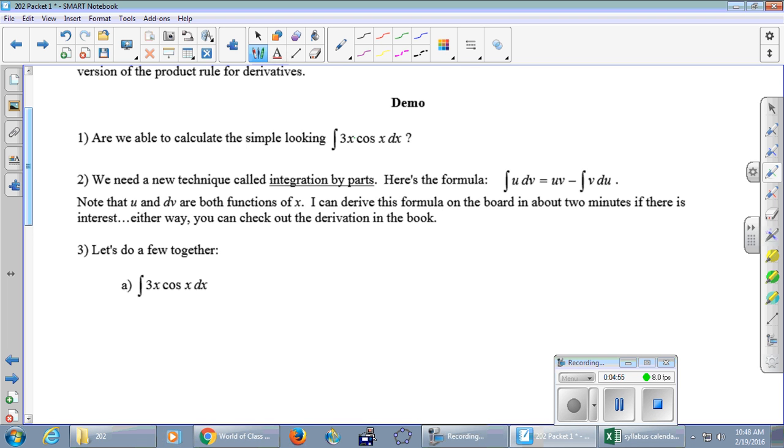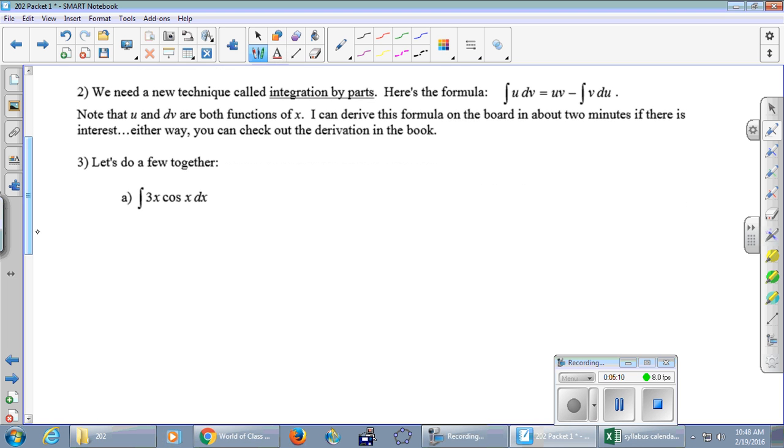I'm not going to derive this thing. You can take a look at the derivation in your book if you're interested, or see me outside of class. I'm happy to walk you through it. It's not hard, but I just want us to be able to use it. So let's give it a shot with that same integral, 3x times cosine of x dx.